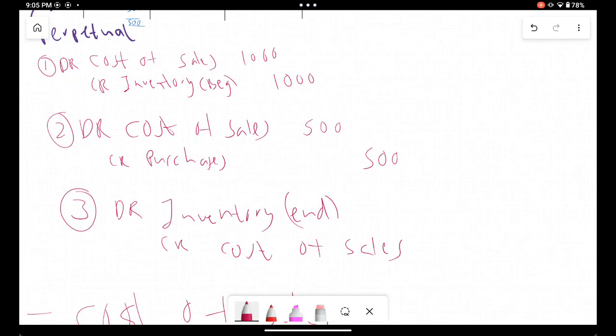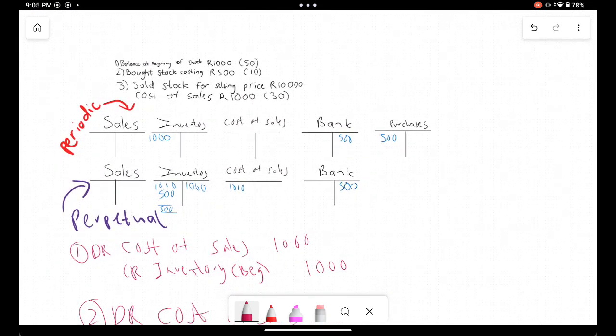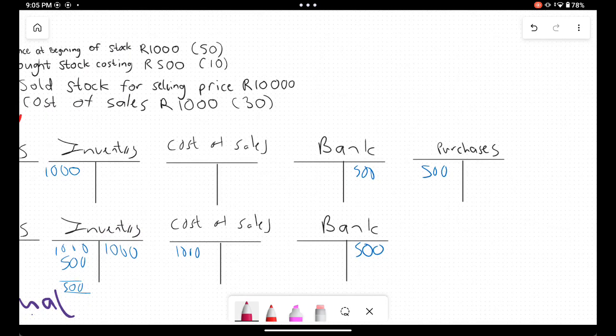So now we want the debit inventory at the end. Now, our inventory at the end, you can calculate it, right? When we're doing weighted average, it's very, very simple. So, at the beginning, you had 1,000 rand worth of stock, right?